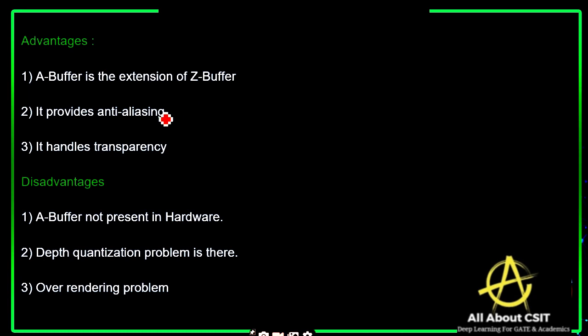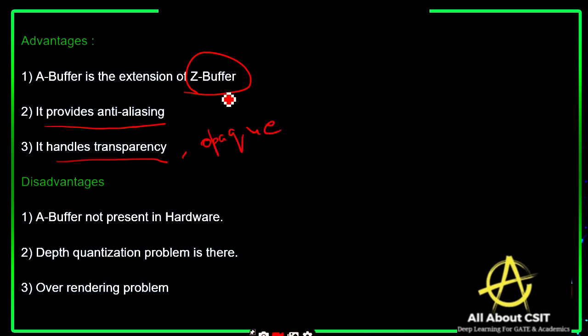Now let's see the advantages and disadvantages of using the ABuffer. ABuffer is the extension of the Z-buffer. It provides anti-aliasing, and it also handles transparency. It handles transparency as well as opaque, but Z-buffer only handles opaque, not transparency.